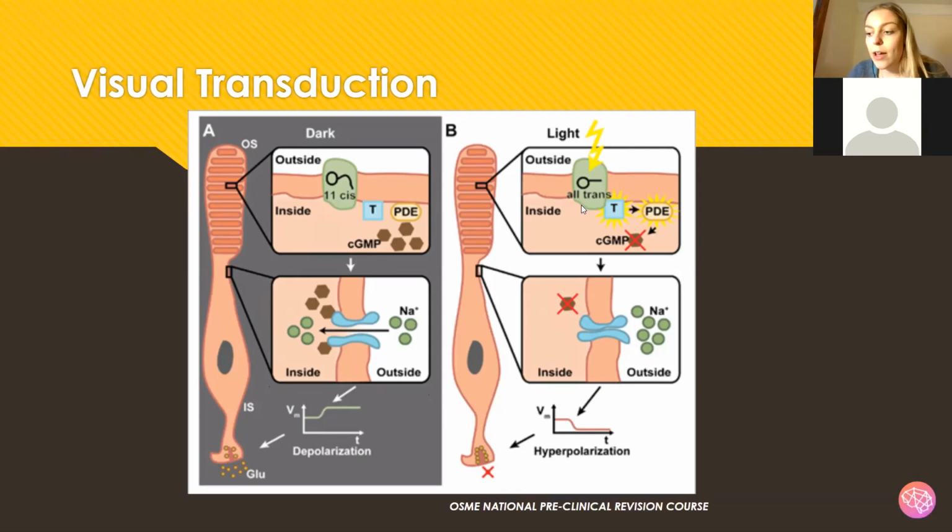So rhodopsin is isomerized, and the 11-cis form of retinal that we have on the dark side becomes an all-trans form of retinal. And because rhodopsin is unable to bind to this conformation, it then detaches, and this intermediate configuration, metarhodopsin II, activates transducin, which is this T, a G protein that activates PDE, phosphodiesterase, that converts cGMP into 5'-GMP. We now have less cGMP.